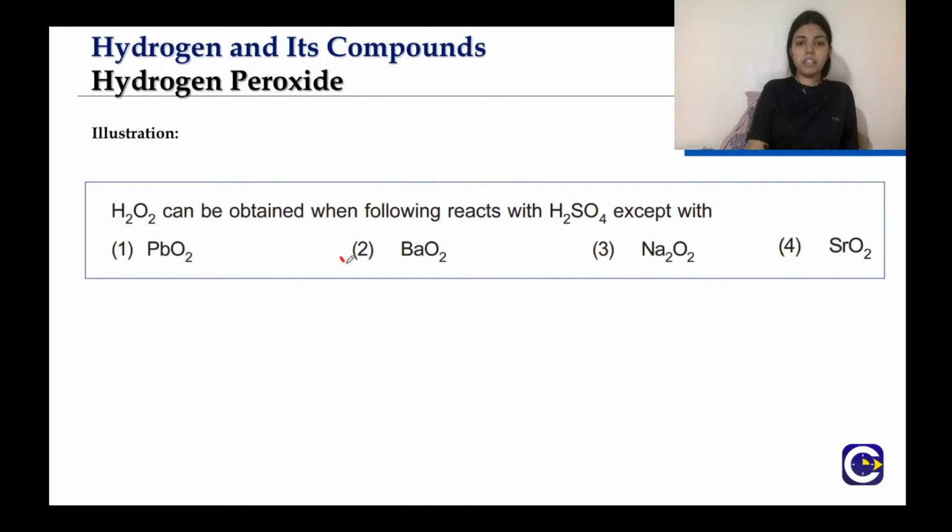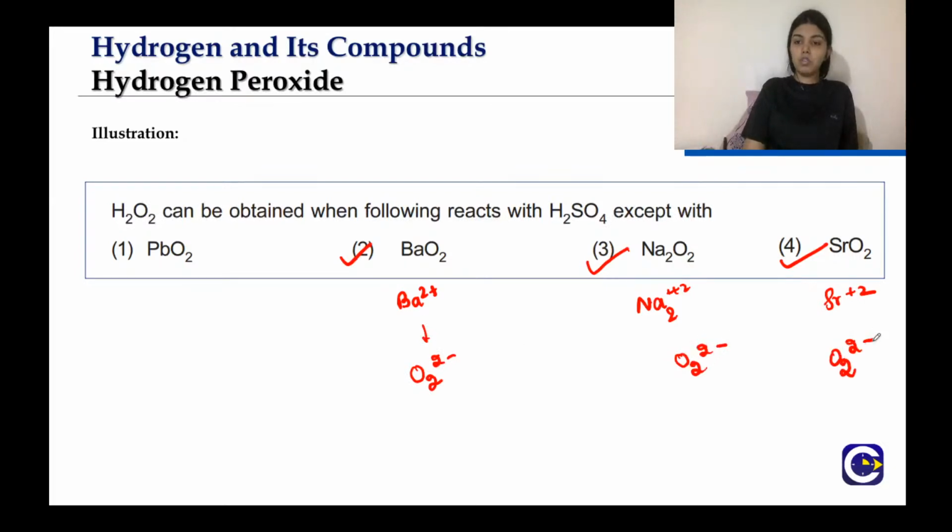See, if you take the second, third and fourth, they all are peroxides because barium here is in +2 oxidation state. Sodium is +1 but 2 of them will give you +2, Na2. Then strontium is in +2 oxidation state. So it will become O2 2 minus, right? So this is a peroxide ion.